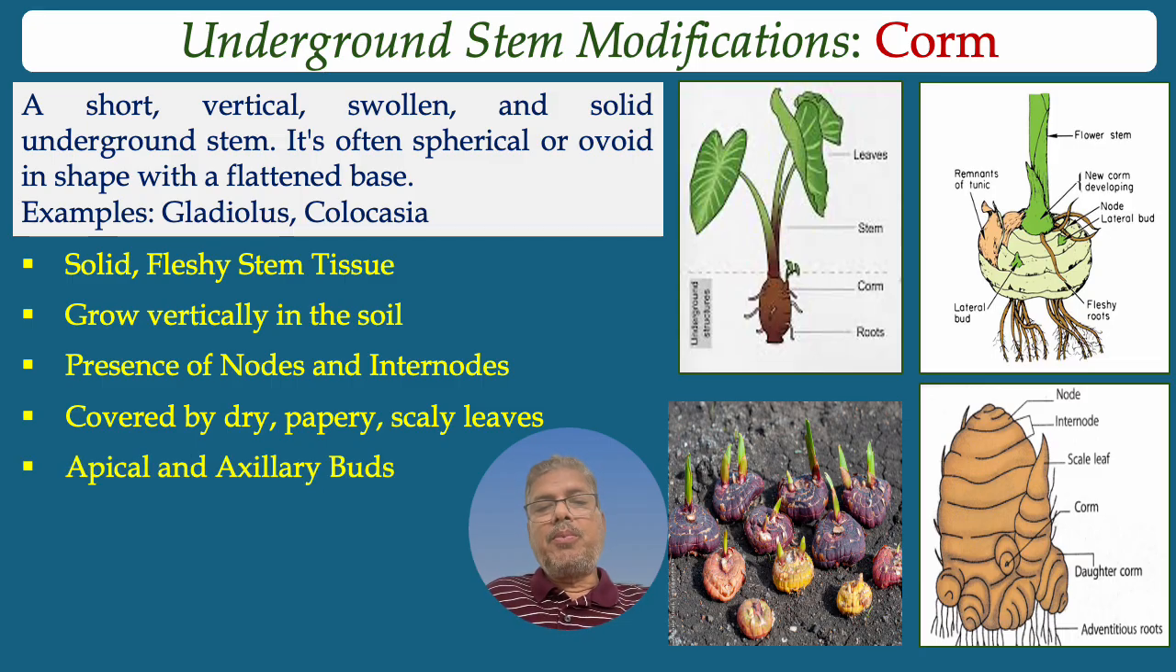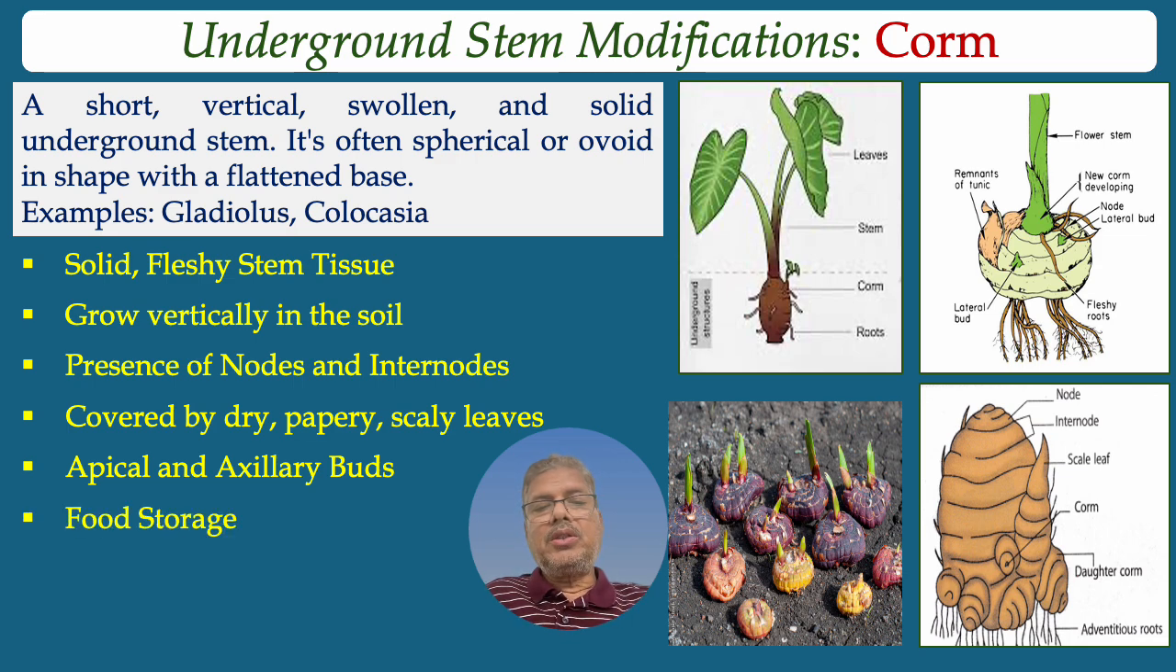Corms bear a prominent apical bud at the top, which gives rise to the main shoot, that is, the leaves and flowers, in the next growing season. Axillary buds are also present in the axils of the scaly leaves, and these can develop into new corms, often called cormels or cormlets.